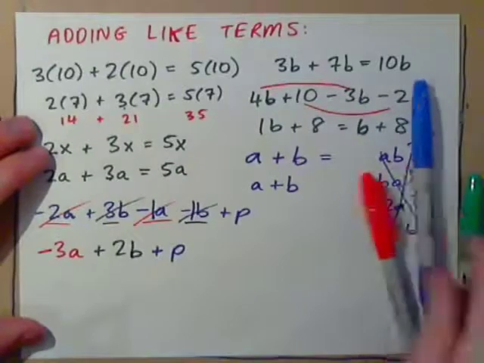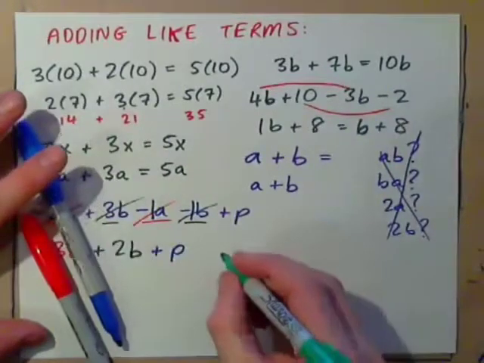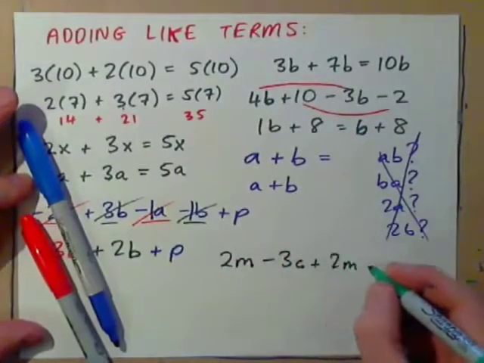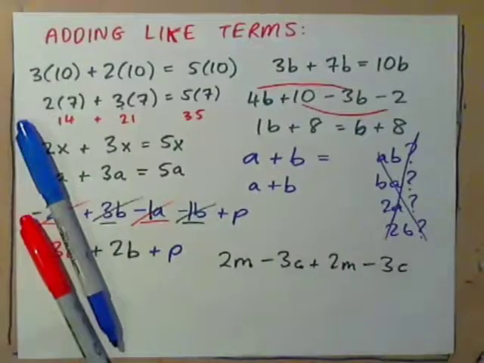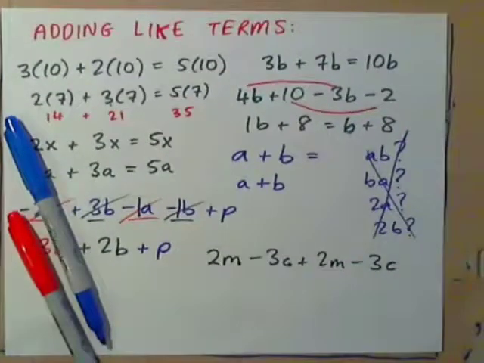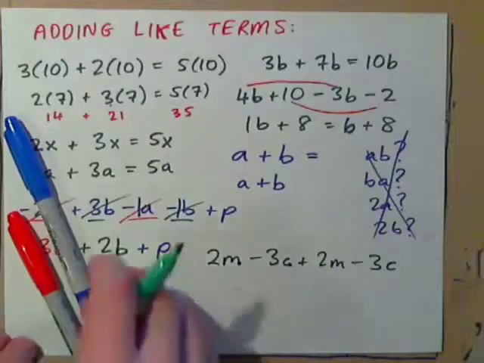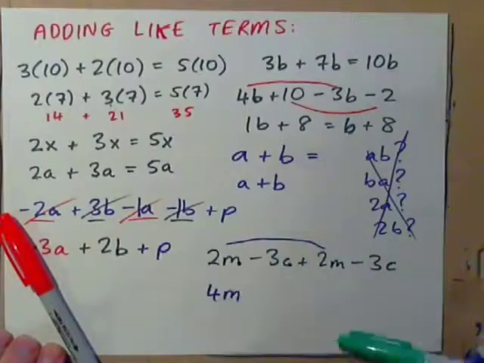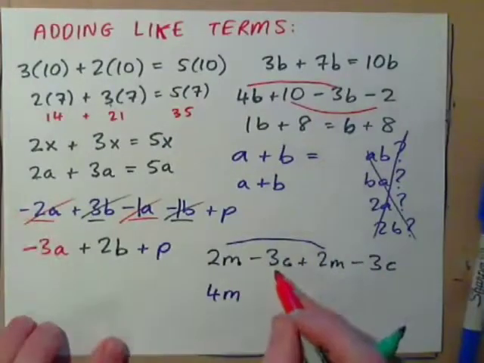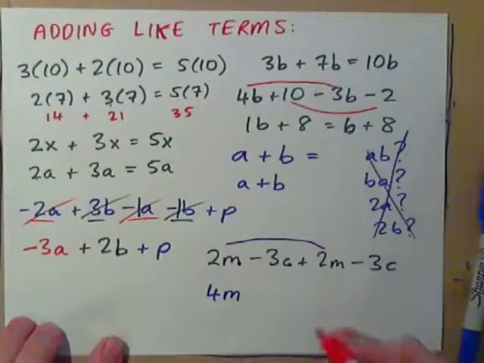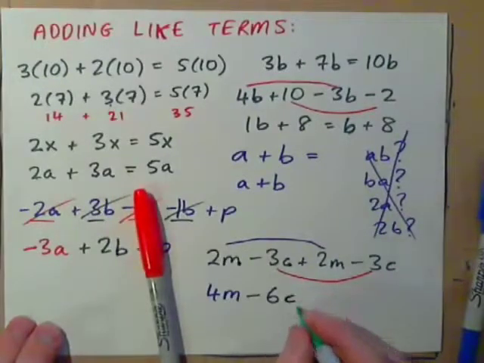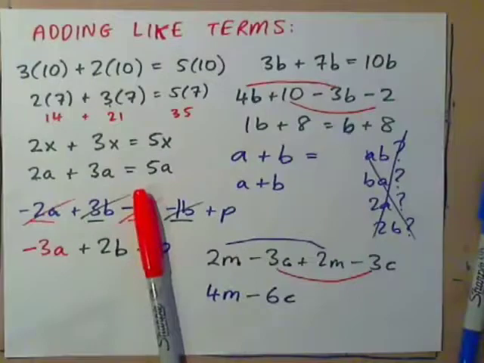So what if you had something like this? Two marbles minus three cherries plus two marbles minus three cherries again. Can you combine like terms and write down the answer? Let's put the marbles together. Two marbles and two marbles. Does that make four marbles? Right? Now I've got negative three cherries minus three cherries. Negative three cherries minus three cherries is negative six cherries, right? And that's the answer. Four marbles minus six cherries.